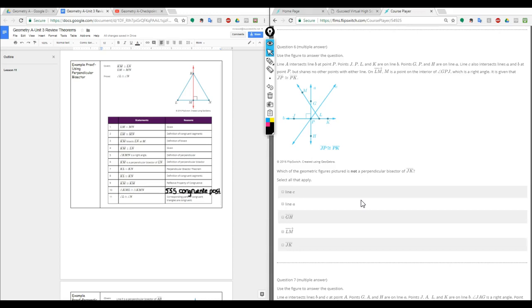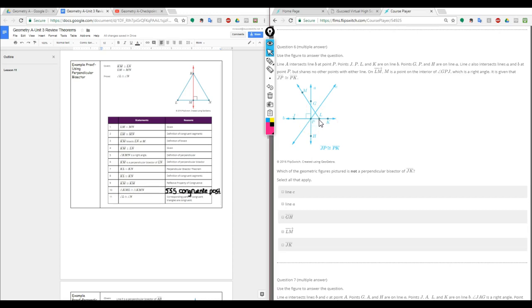This is the same information that was given in question 7. Very similar. So line A intersects line B at point P, right here. Points J, P, L, and K are on line B. Points G, P, H are on line A. Line C also intersects line A and B at point P, but shares no other points with either lines.